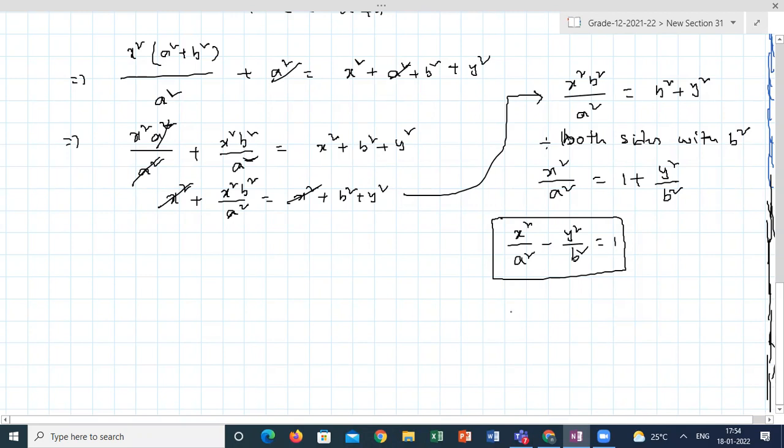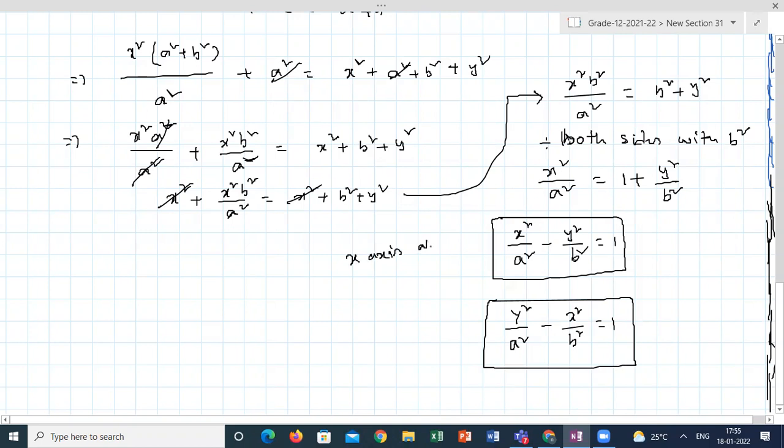X square upon a square minus y square upon b square equals 1, with the x-axis as the transverse axis. And y square upon a square minus x square upon b square equals 1, with the y-axis as the transverse axis. Is it clear, students? Yes, sir.